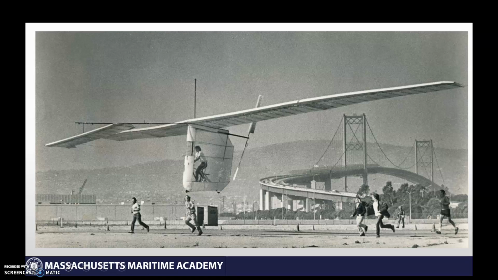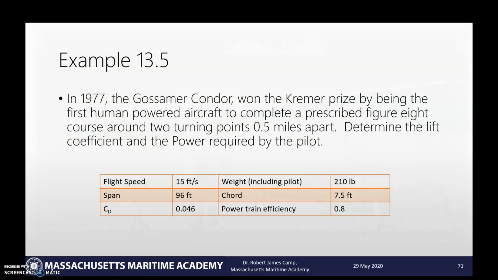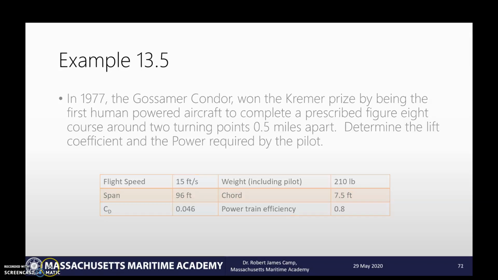Now, you can actually see this in the Smithsonian. They do have it at the Air and Space Museum up in the rafters on the second floor over by the exhibit that has the World War II planes. Crazy stuff. So the Kremer Prize is kind of like the X Prize in the 70s. So they made this human-powered vehicle. And so now let's go determine everything.